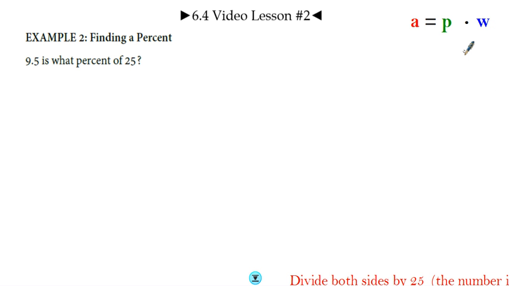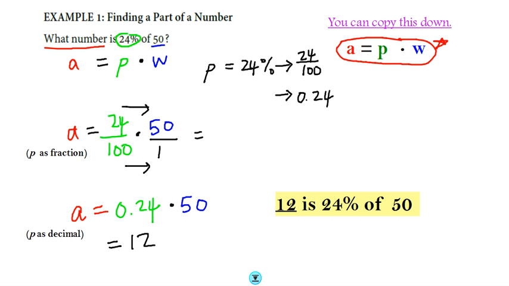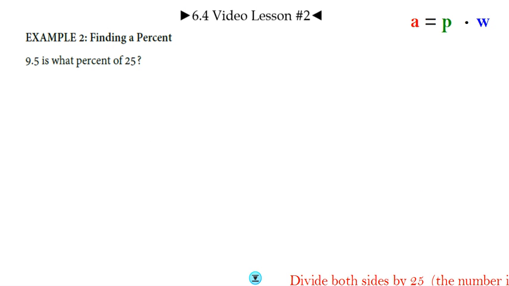All right, so welcome back to 6.4 video lesson number 2. You're on the next example, which was example number 2, finding a percent. Remember, example number 1 was finding a part. This time you're finding a percent. So the problem is 9.5 is what percent of 24?